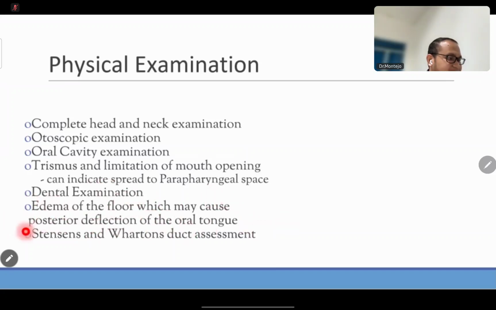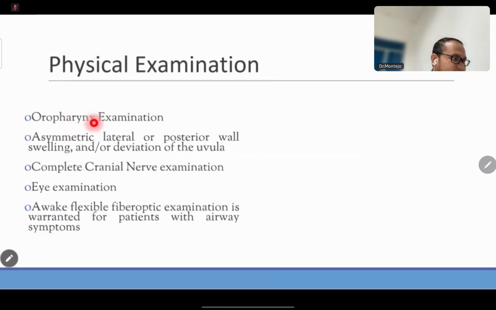Always know the state of the airway of the patient because that is the most important. Then you can also assess the different ducts, Stenson's and Wharton's duct. Going back to sialadenitis, it could also present as an initial infection leading to deep neck infection. For oropharynx examination, take note of the asymmetry of your uvula. It can present in your peritonsillar abscess, and also do a complete cranial nerve examination and eye examination.